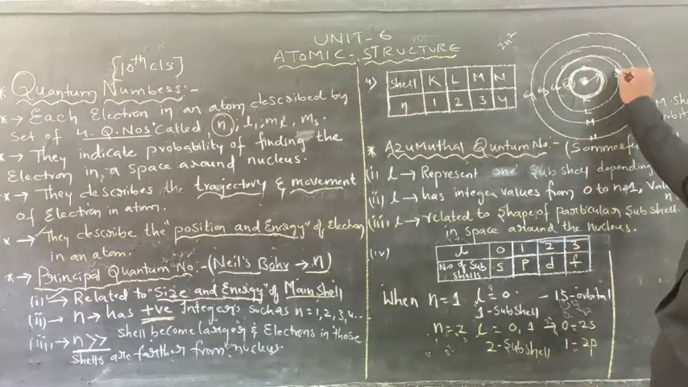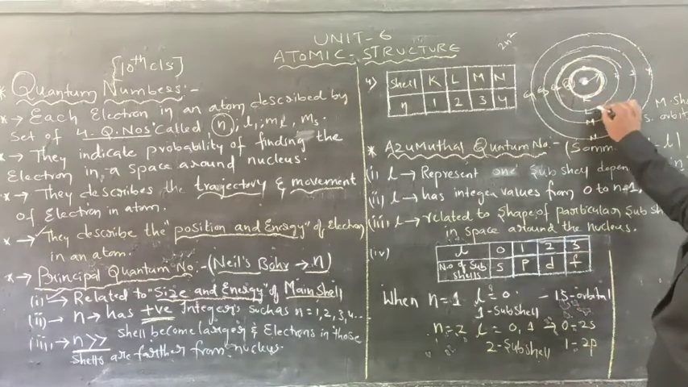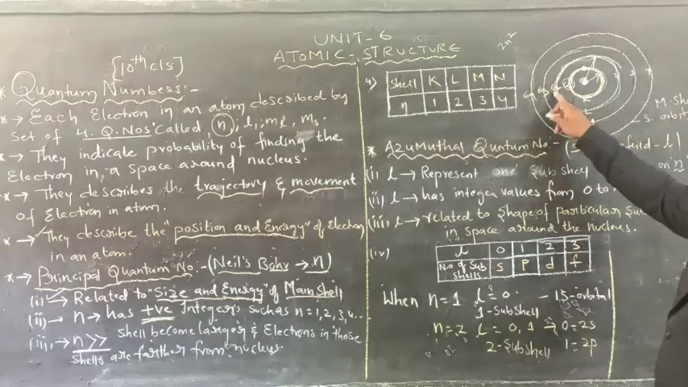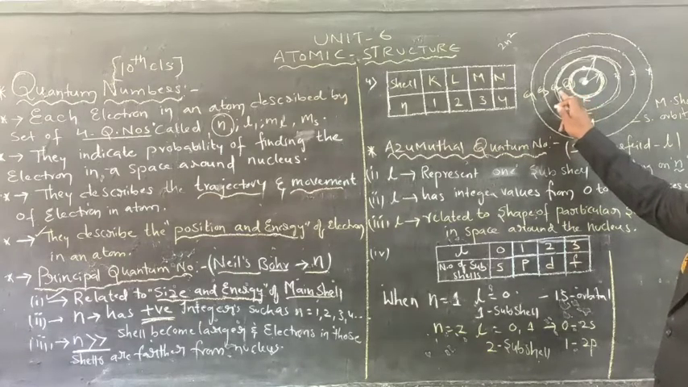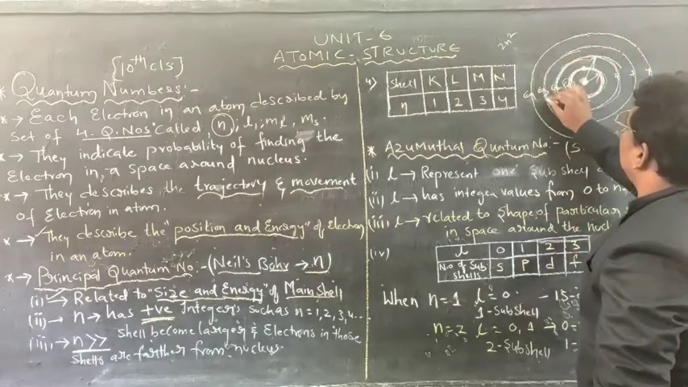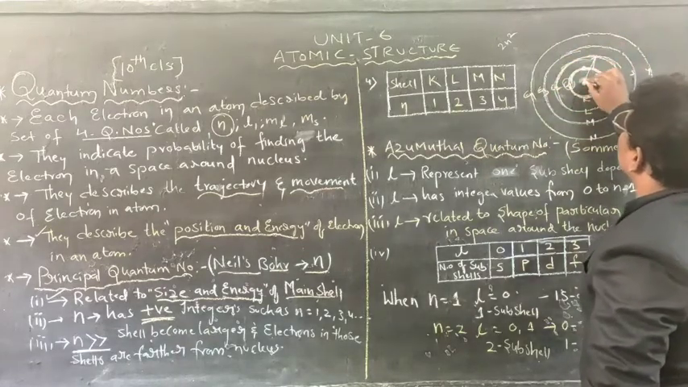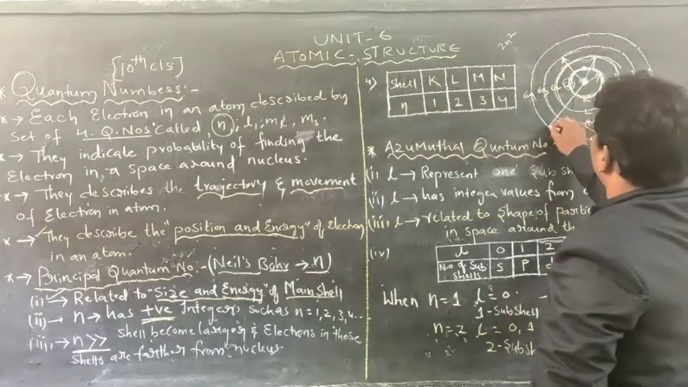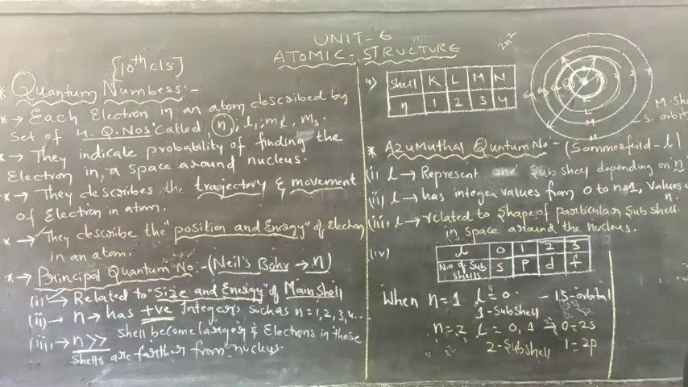If I take n equal to 2, this is n equal to 2. From here to here is the size of the atom, and the energy is slightly greater than the E1 energy. And if you take the third orbit, this becomes the size of the atom. Similarly, if you take the fourth orbit, it becomes the size of the atom.